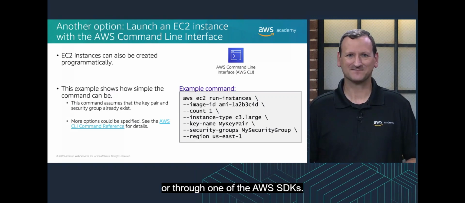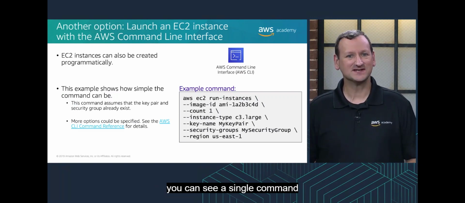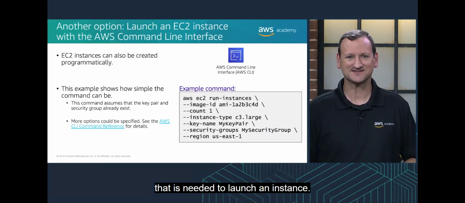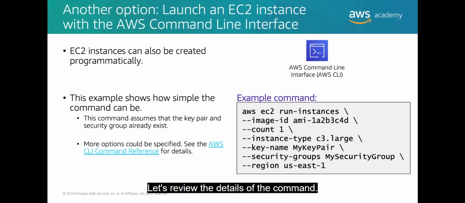In this example AWS CLI command, you can see a single command that specifies the minimal information that is needed to launch an instance. Let's review the details of the command. AWS invokes the AWS command line utility. EC2 invokes the EC2 service.